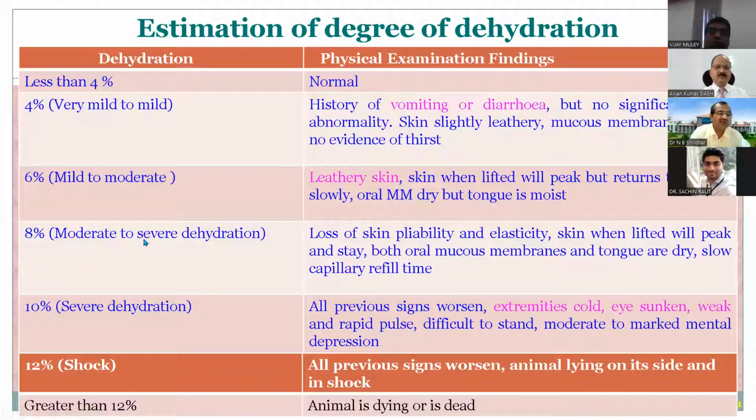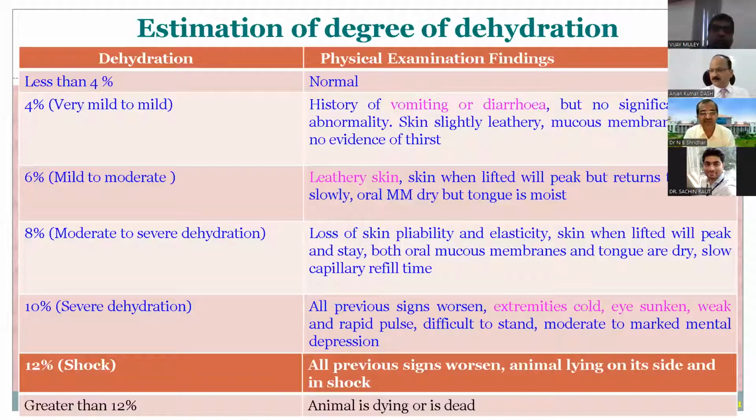And at 8%, the clinical signs, also called moderate to severe dehydration, show loss of skin pliability and elasticity. Skin when lifted will peak and stay, and both mucous membrane and tongue are dry. In the lower types of dehydration, the skin will usually be wet and moist, and slow capillary refill time is there. Then severe dehydration is 10% and above.